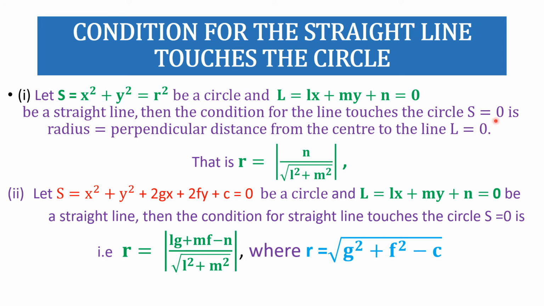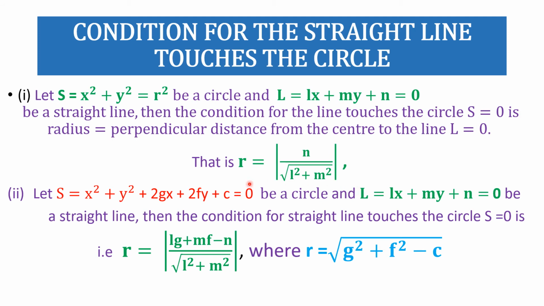So here radius is always equal to the perpendicular distance from the center to the given line L equal 0. That is radius equal to, now here the perpendicular distance. Now the center of x square plus y square equal to r square is 0, 0. So substitute in this line L into 0 plus M into 0 plus N. That value is N by square root of L square plus M square. Here L means x coefficient, M means y coefficient. So radius equal to modulus N by square root L square plus M square. This is the tangent condition. So any line touches the circle, the condition is radius equal to perpendicular distance from the center to the line.